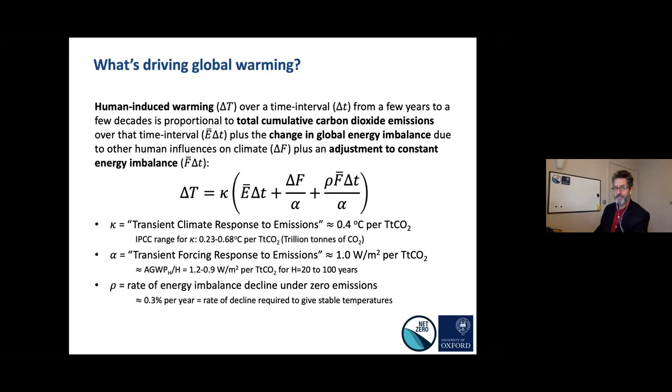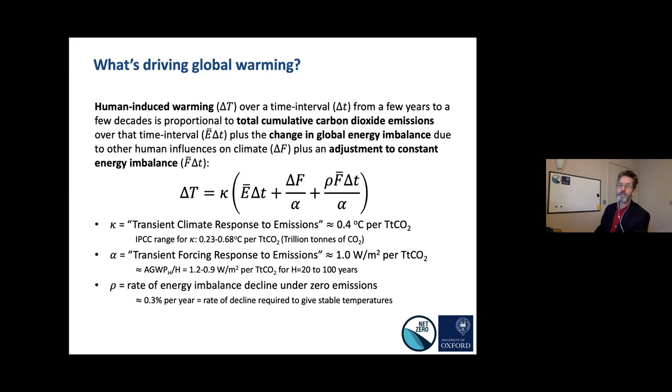And it's an important one because it allows us to understand what causes future warming. There are three terms in the equation. It relates total human-induced warming over an interval from a few years to a few decades to three things. First of all, it's total cumulative carbon dioxide emissions, the total amount of carbon dioxide that we dump into the atmosphere over that time interval. So that's this E bar delta T: the average carbon dioxide emissions multiplied by the length of time gives you your total cumulative emissions.